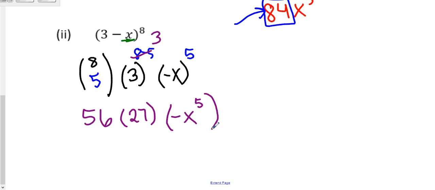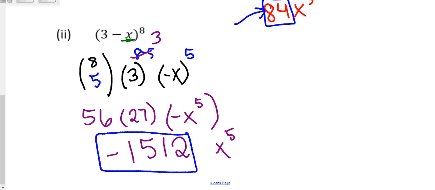So we need to multiply all these things together. So we're going to have 56 times 27 times a negative. So we have negative 1,512. That is our coefficient for x to the 5th. And we need to make sure and indicate we know they are looking for the coefficient. So our answer is negative 1,512. And we have answered this problem.